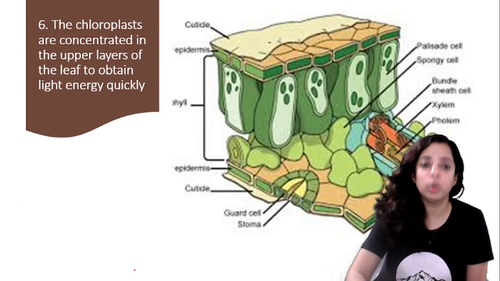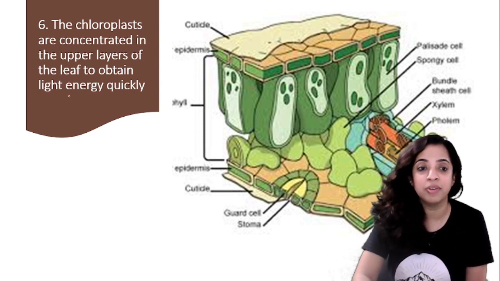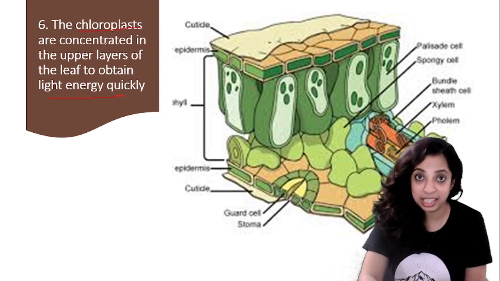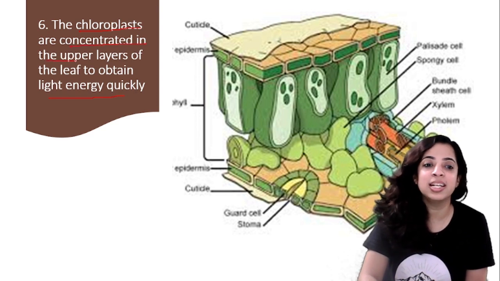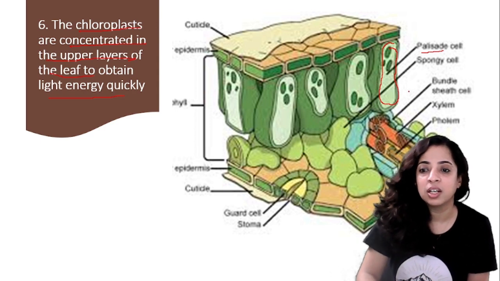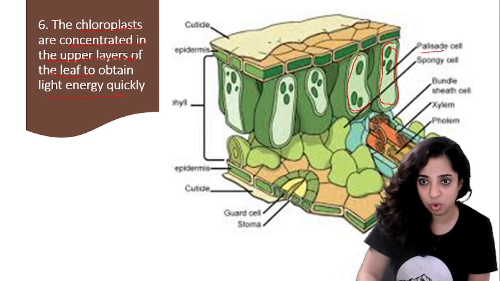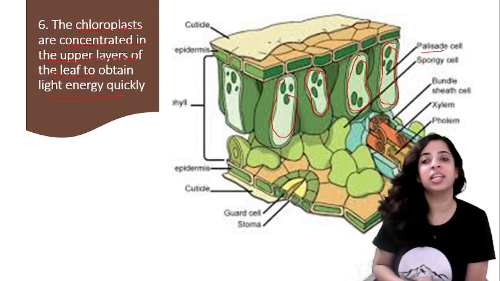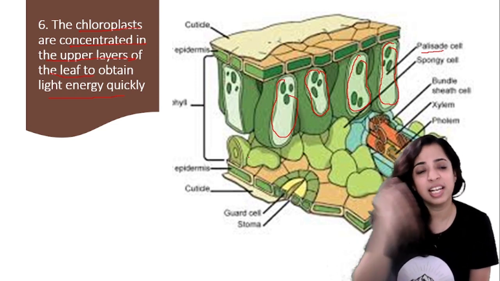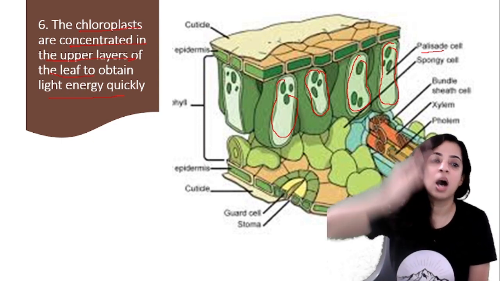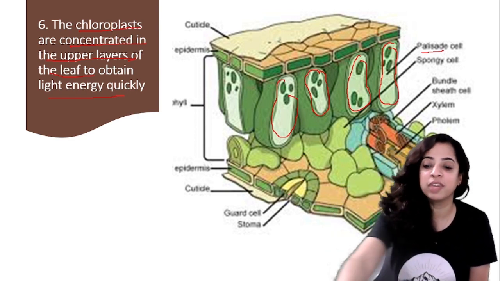The next point is that chloroplasts are concentrated in the upper layers of the leaf to obtain light energy very quickly. Those cells in the leaf which contain the chloroplasts are mainly present at the upper layers of the leaf. We have already studied this in detail. The palisade tissues, can you see here? These ones. Here maximum photosynthesis takes place. Very little photosynthesis happens in the stomata or at the lower level. So they are all at the upper layers of the leaf so that they can obtain energy very quickly.